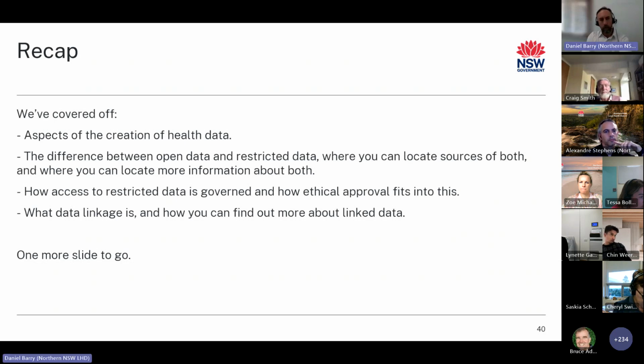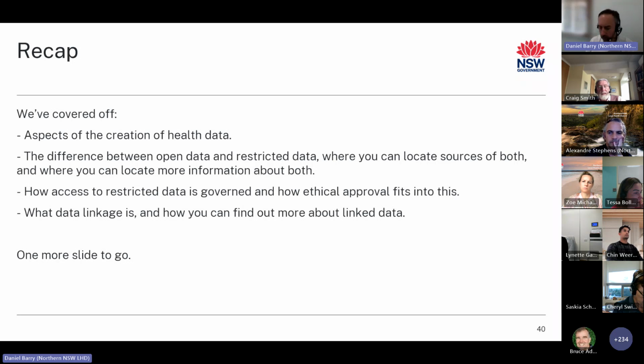So in summary and to recap, we've covered aspects of the creation of health data. We've covered the difference between open data and restricted data, where you can locate sources of both and where you can locate more information about both. We've covered how access to restricted data is governed and how ethical approval fits into this. And we've talked briefly about what data linkage is and how you can find out more about linked data.